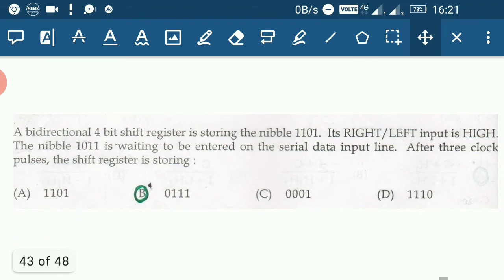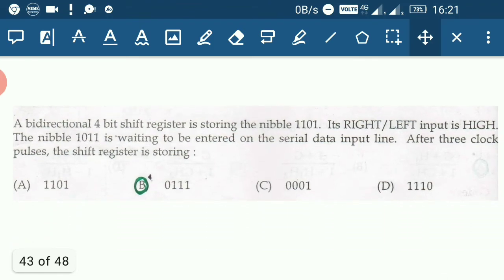Next one, a bidirectional 4-bit shift register is storing the nibble 1101. Its right/left input is high. The nibble 1011 is waiting to be entered on the serial data input line. After 3 clock pulses, what is the data in the shift register?